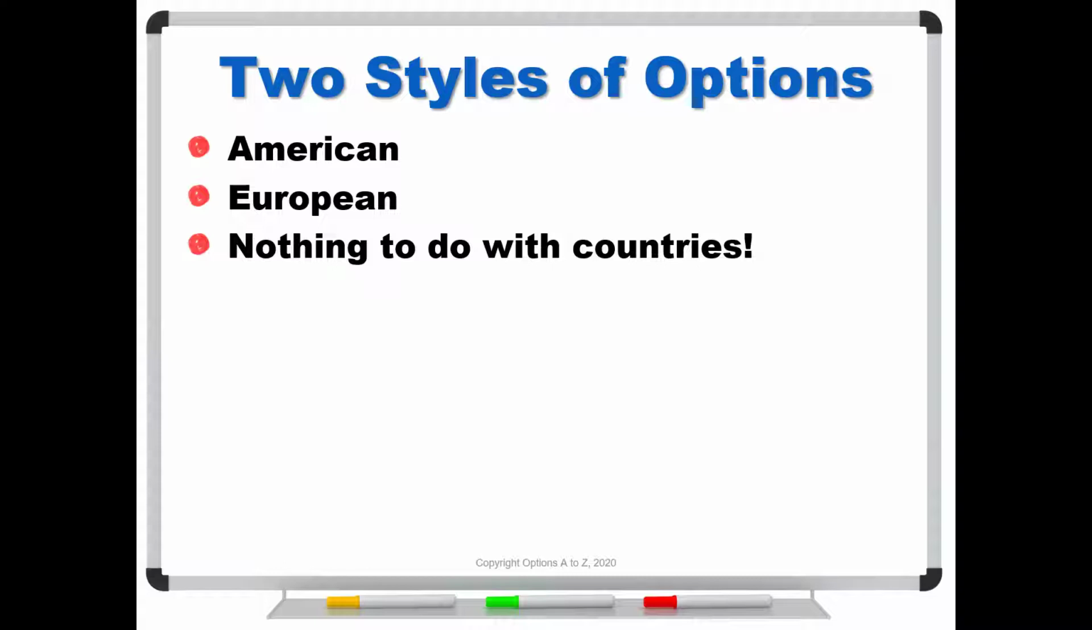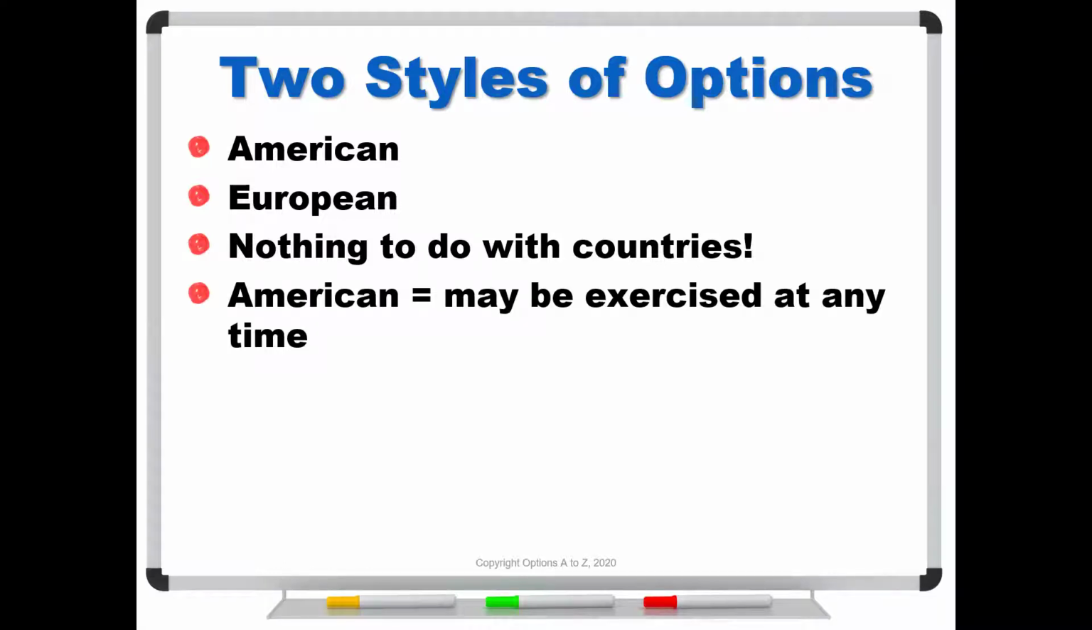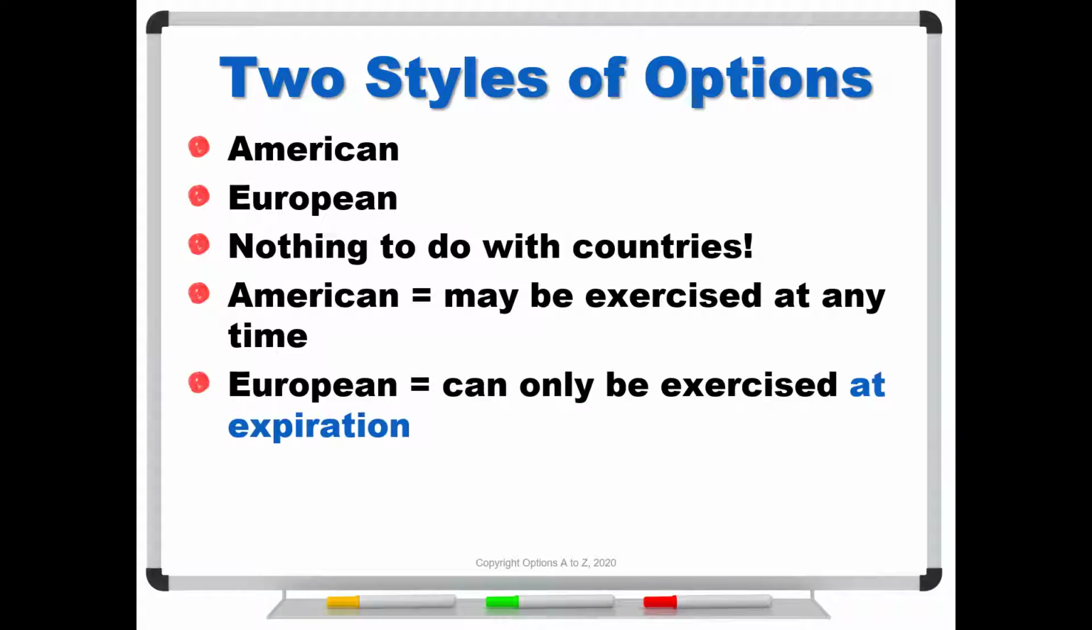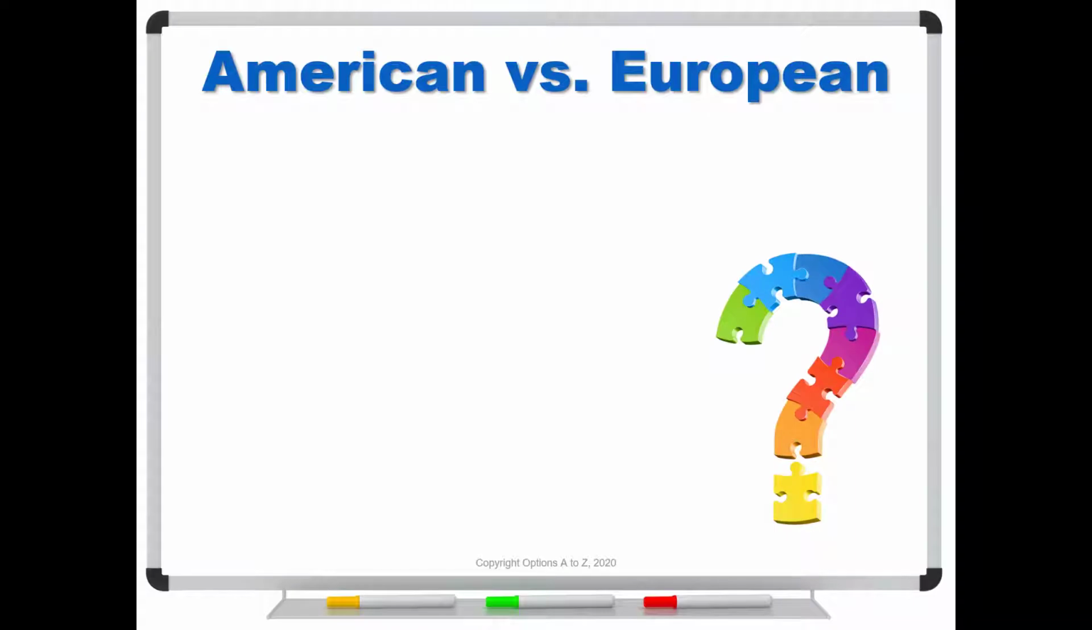So what do they mean? Well, an American style option means that it may be exercised at any time. So you could buy a call or a put right now, turn right around and exercise it. But a European style, on the other hand, can only be exercised at expiration. It's also important to understand that you're not confusing closing it. You can close an American style or a European style at any time, but you just can't exercise a European style until expiration.